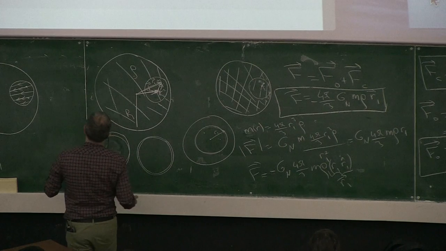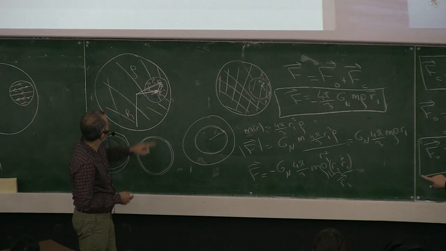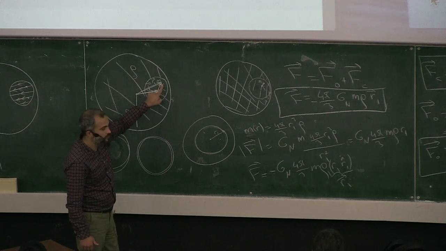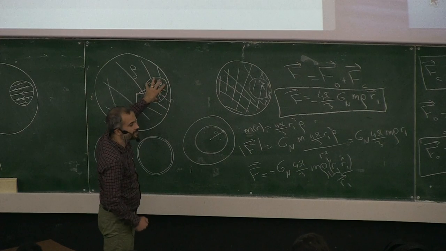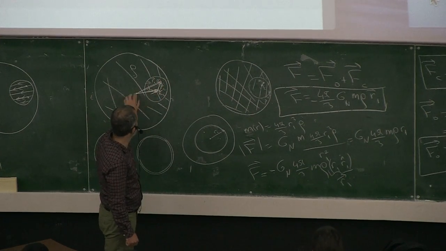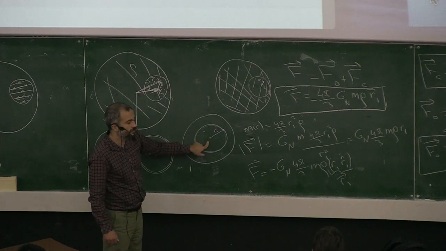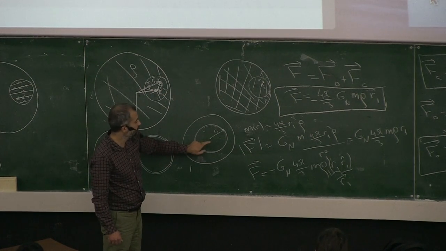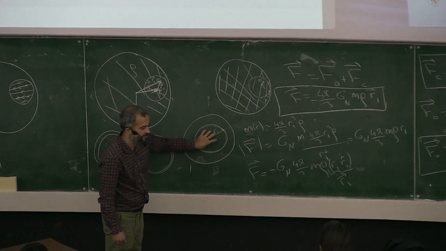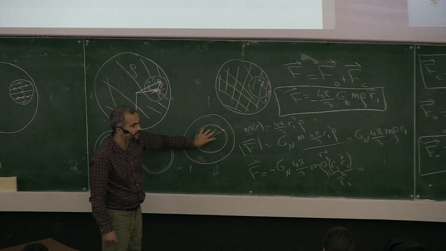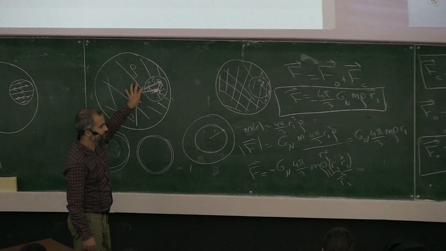Well, what happens is, because here it will feel a force. Because here the center of this cave doesn't coincide with the center of the whole sphere. Here they do coincide. So that is why in this example, well, this example is a spherical shell. So inside the spherical shell, the net gravitational force is zero. This is not a spherical shell.